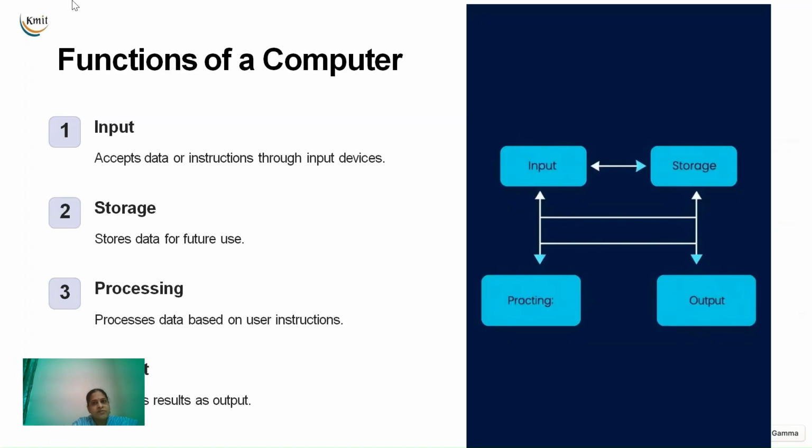Next, coming to the functions of the computer, it is responsible for four functions: input, storage, processing, and output. As a part of the input, it accepts the data or instructions through the input devices from the user. As a part of storage, it stores the data which is required for future use. As a part of processing, it processes the data based on the instructions given by the user. As a part of output, it produces a result. These are the main functions of a computer.